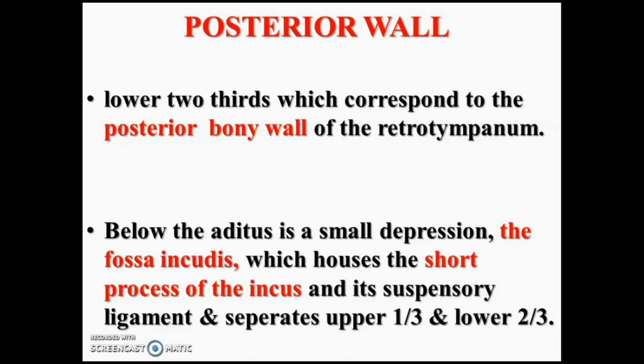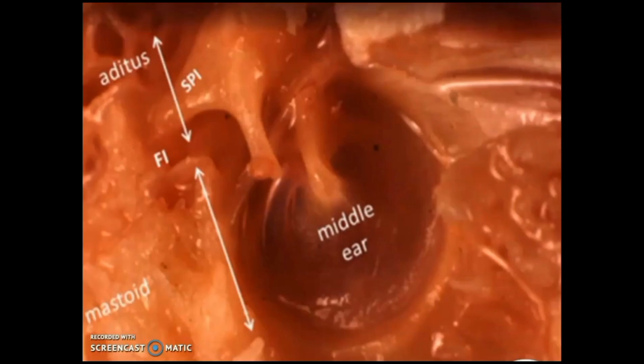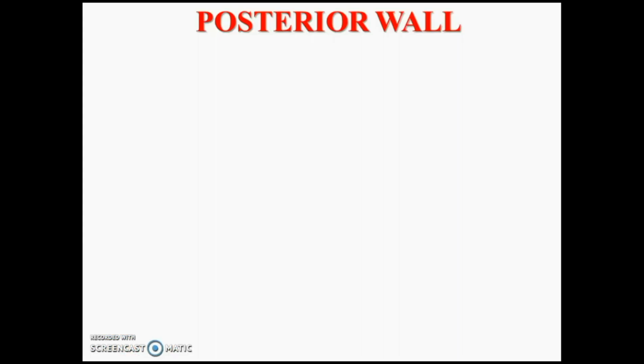And below aditus you will see a small depression, that is fossa incudis, which houses the short process of incus and its ligament and separates the posterior bony wall into upper one third and lower two third, as we have seen in the image there. That is the endoscopic image. You can see again the fossa incudis is there, housing the short process of incus. Upper one third is aditus, lower two third is mastoid, bony wall.